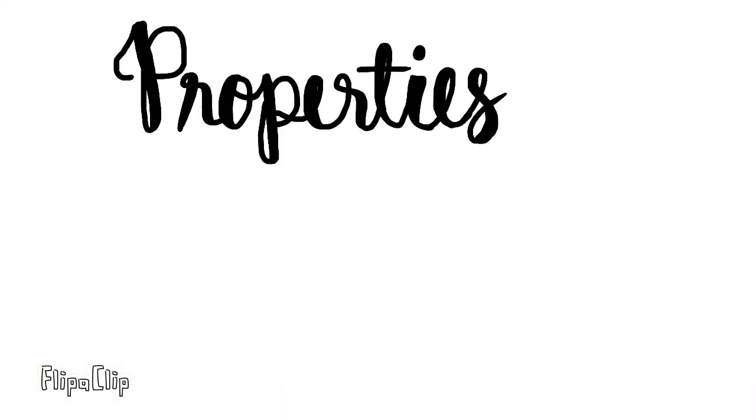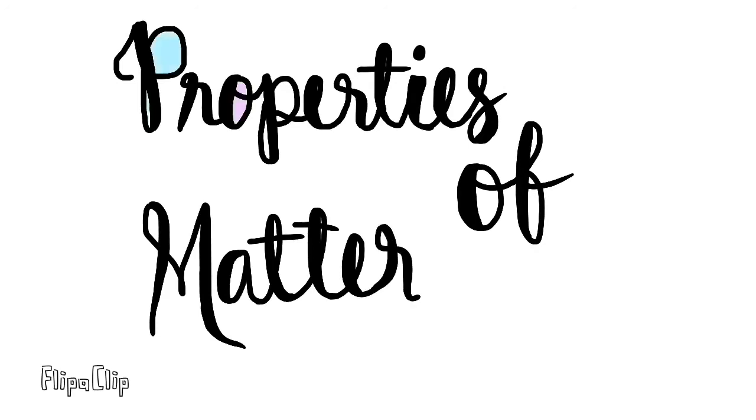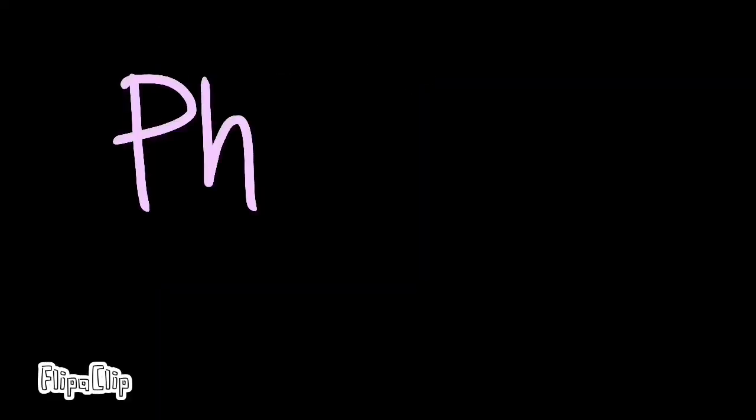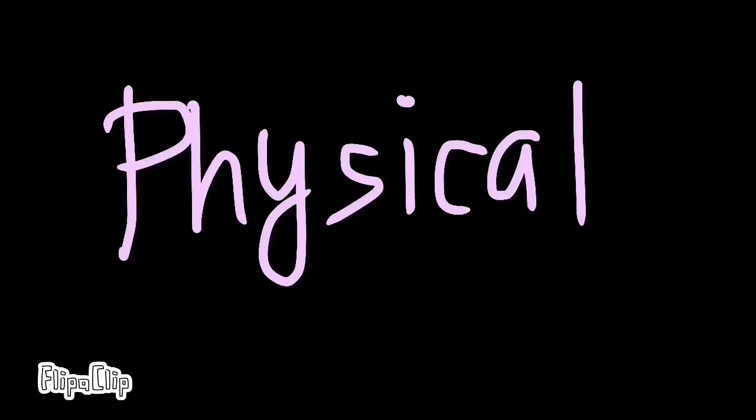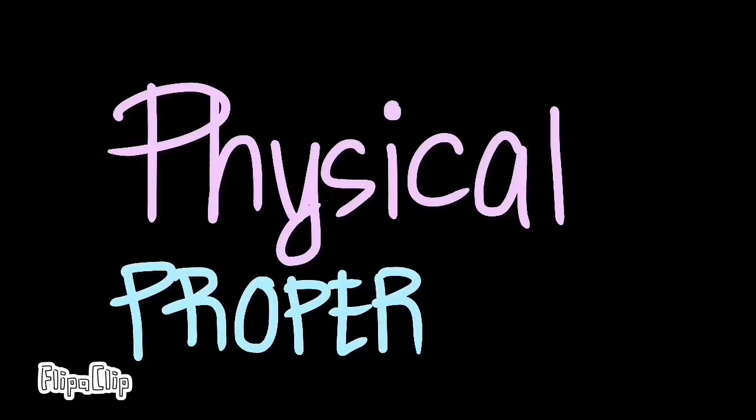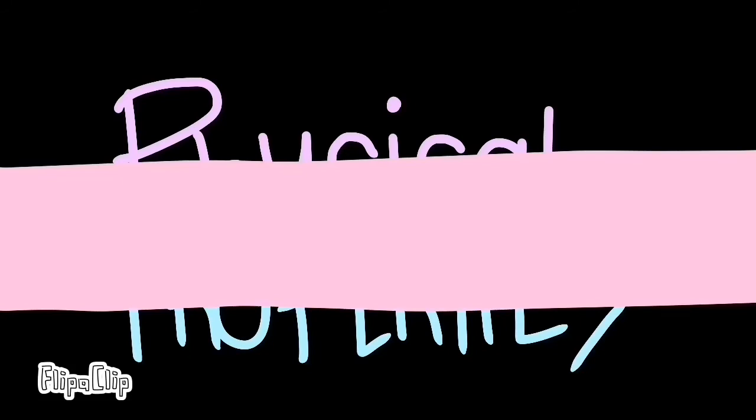Our third topic: properties of matter. Physical properties are the properties measured without changing the identity and the composition of the substance. Chemical properties are the properties in a way a substance may change or react to form other substances.